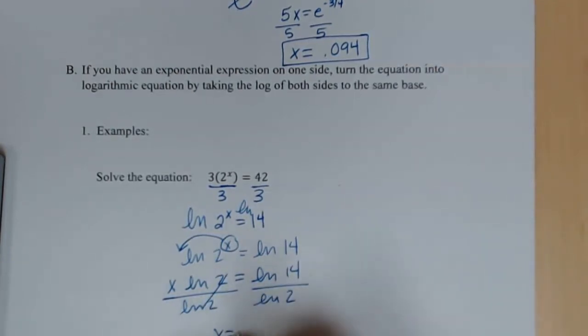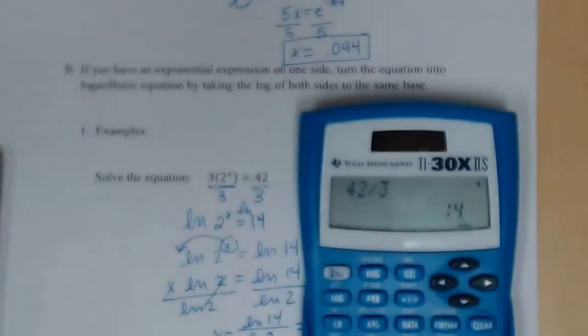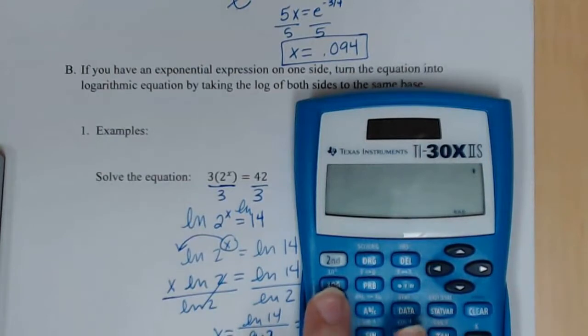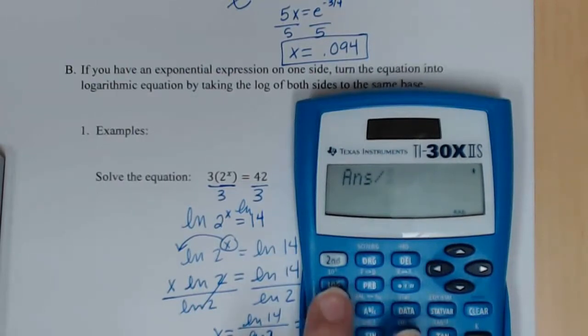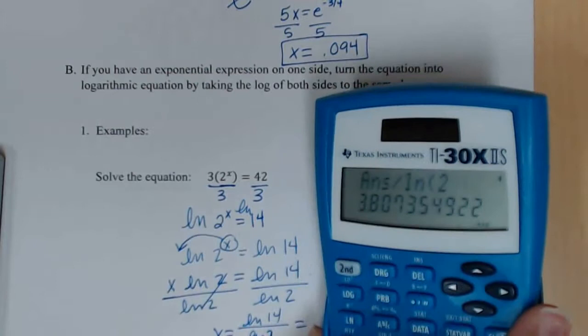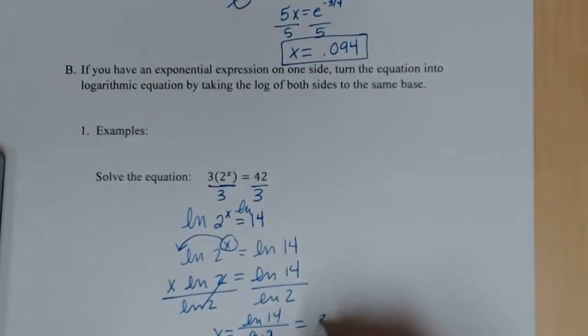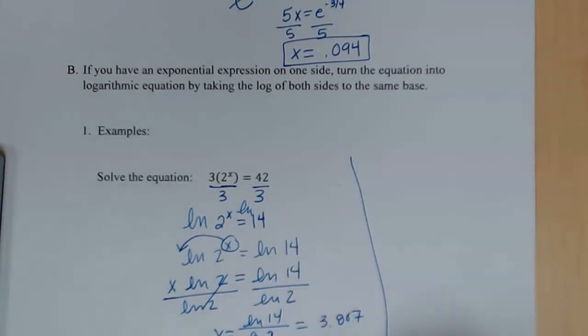So x is equal to whatever ln 14 over ln 2 is. So I'm going to come over here to my calculator and I'm going to do it slow. I'm going to do ln of 14, enter, get my answer in there, divide it by ln of 2, enter, and get my answer there. So it gives me 3.807.